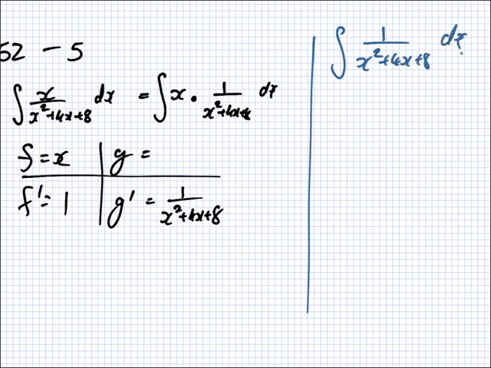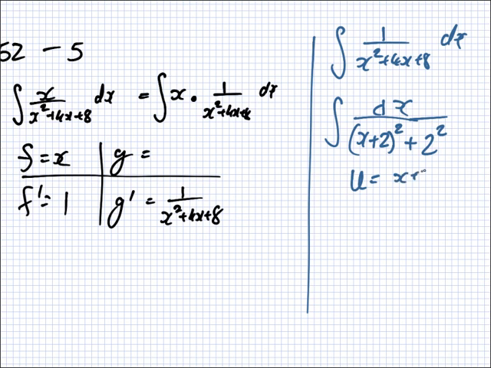Who remembers what to do here? Factorize first. No factors for this. Completing the square, yeah. This is 1 over x plus 2 squared plus 4, which is 2 squared. And we have to use a substitution here where we say let u equals x plus 2 over 2. So that means du dx equals a half. So that means dx equals 2 du.